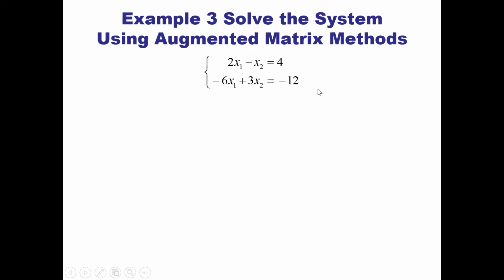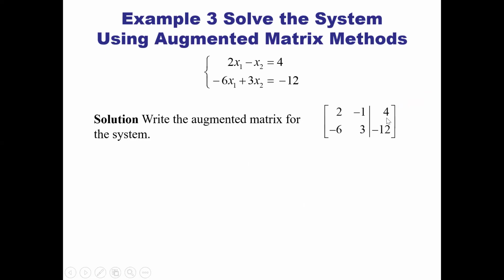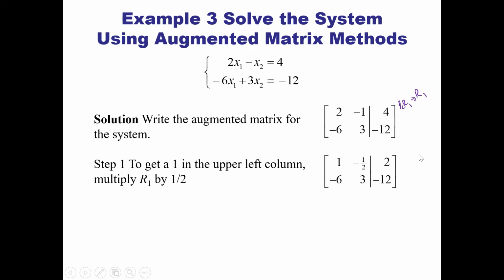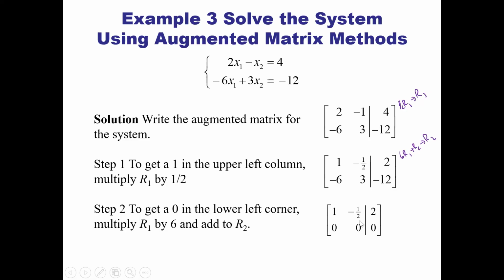So this is going to be our system of equations. Again, we're just going to have 2, -1, 4, -6, 3, -12. That's going to be our augmented matrix. So the first thing we need to do is take 1/2 row 1 and make that our new row 1. So that's what we have. Now we need to get that to be a 0, so we're going to take 6 row 1 plus row 2, and that's going to be our new row 2. And that's what we get here.